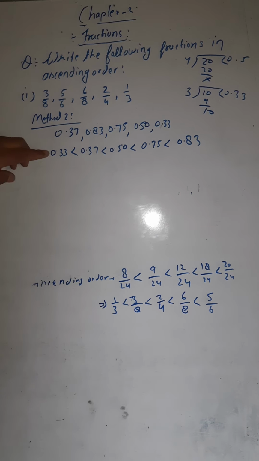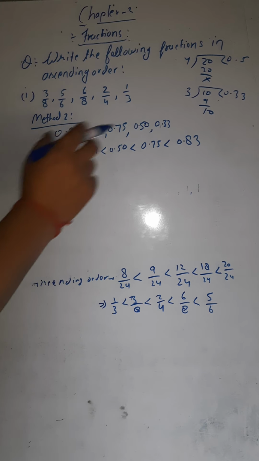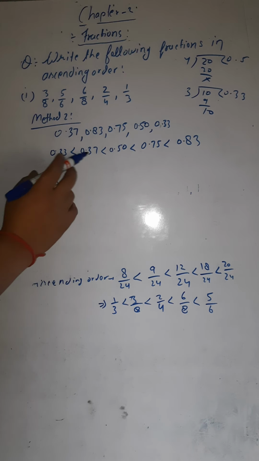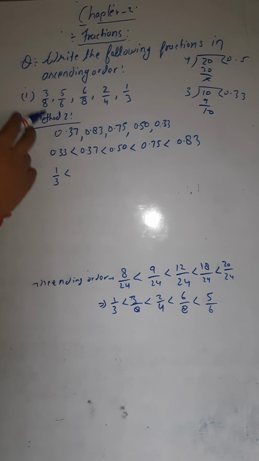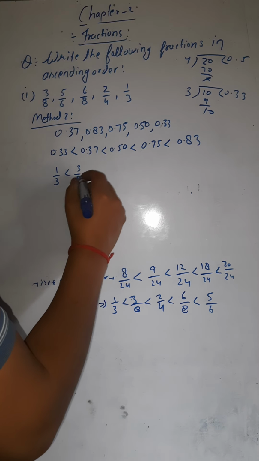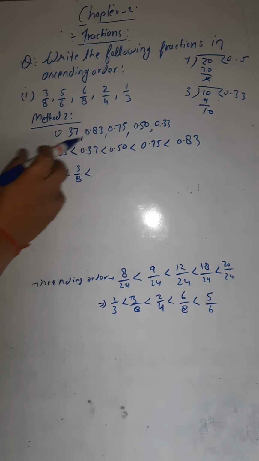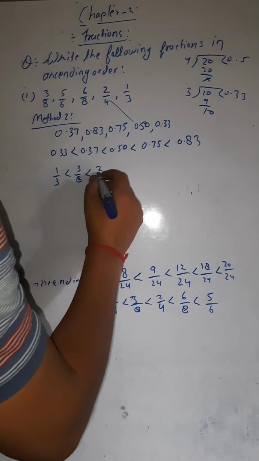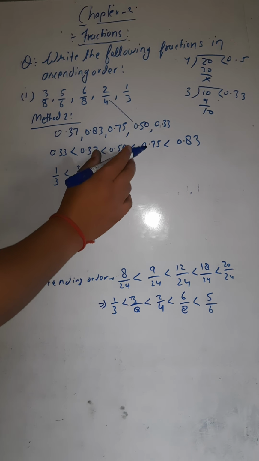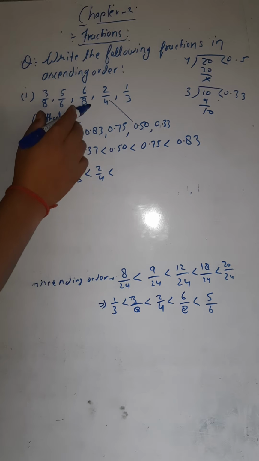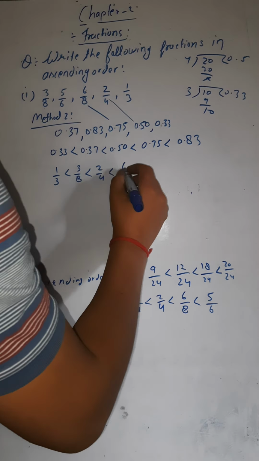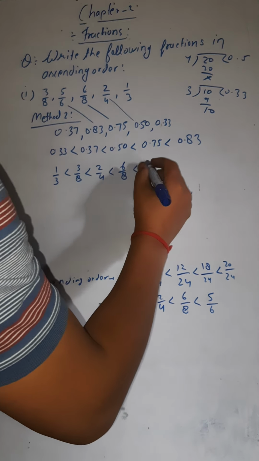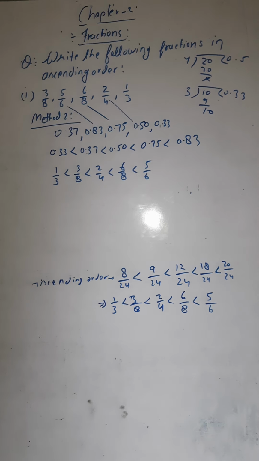Now you just tell me, 0.33 is which fraction? 0.33 is the last one, means 1 by 3. 0.37 is which fraction here? First one, means 3 by 8. 0.50 is which fraction? This one, means second last, 2 by 4. 0.75 is which one? Yes, this one, 6 by 8. And 0.83, which one? Yes, 5 by 6. Now I have written this in ascending order.